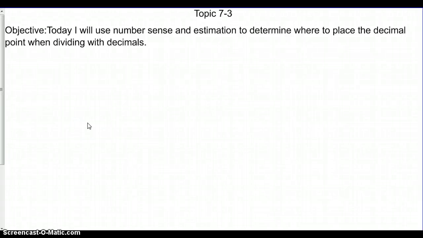Today we are studying Topic 7.3. Please write the objective. Today I will use number sense and estimation to determine where to place the decimal point when dividing with decimals in your math spiral now.